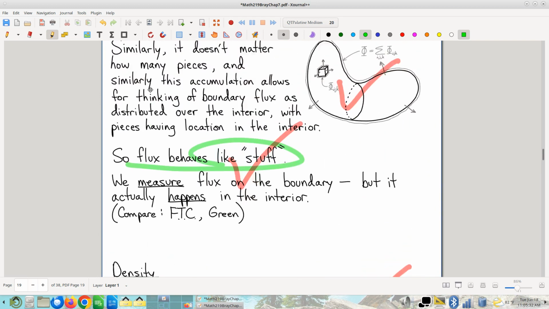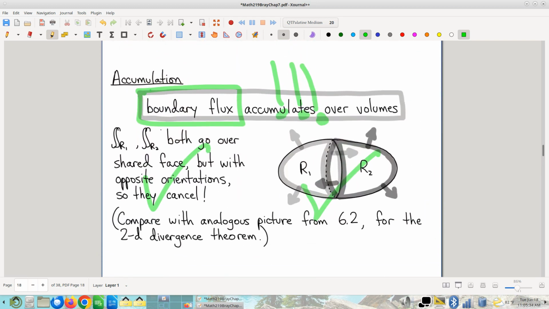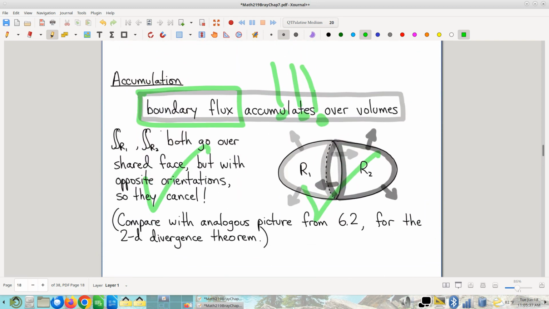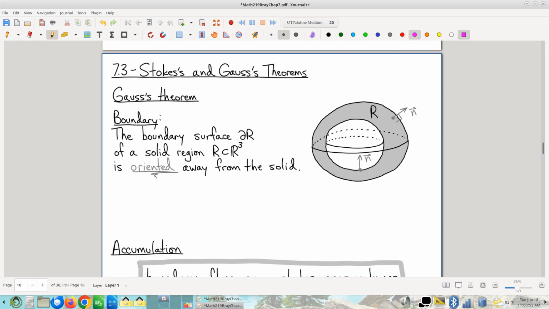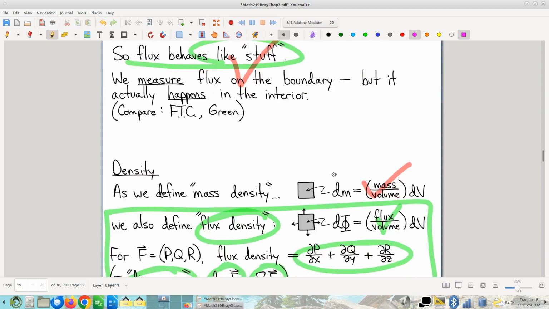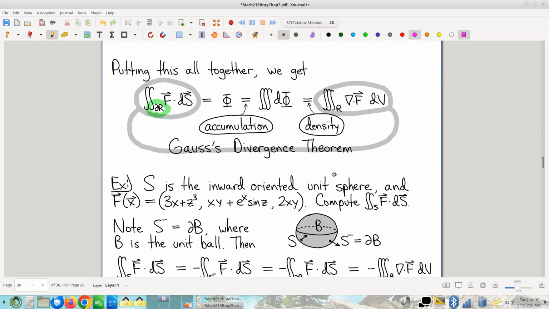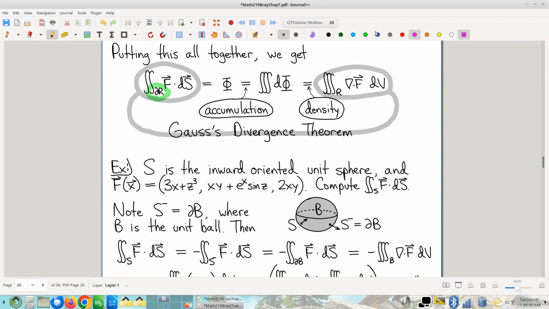Let's look back at this picture here. Orientations are how this cancellation happened in the first place. The fact that we got this canceling on this shared face happened because we were following this strict rule about orientations. So our result, very importantly, only works if our surface here is a boundary.